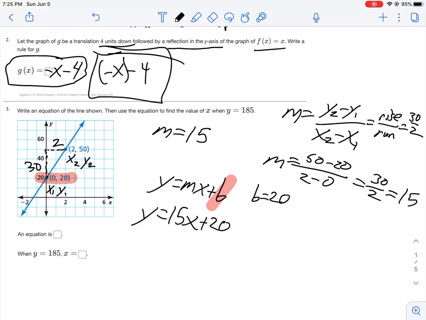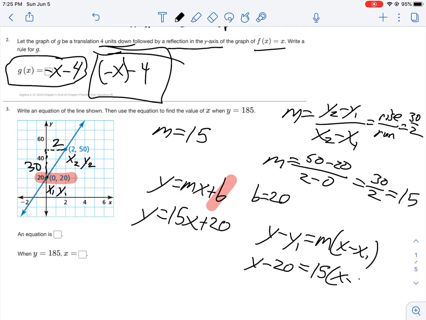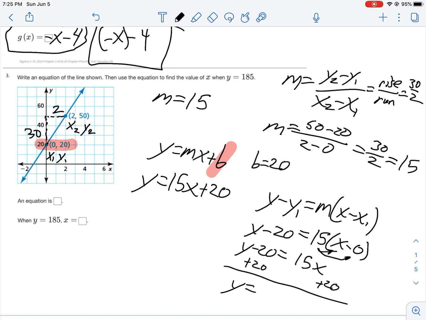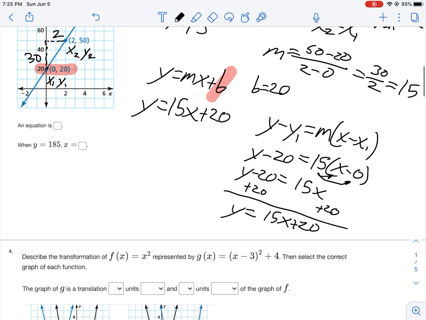Now, if you don't catch that on the test and you're scrambling, you can always go point slope. Y minus y1 equals m times x minus x1. And we plug in the pieces that we know. Y1 is 20. The slope we found is 15. X1 is 0. Y minus 20 equals, we're going to distribute that 15, 15x. We'll add 20 to each side. Y equals 15x plus 20. So, two ways to get to that solution of what is the equation.